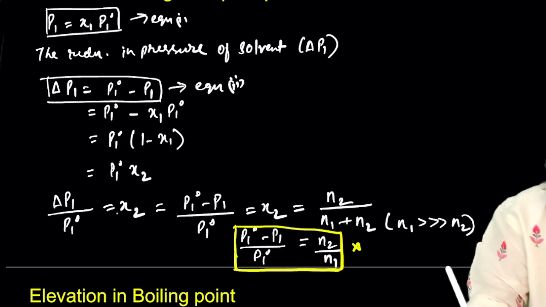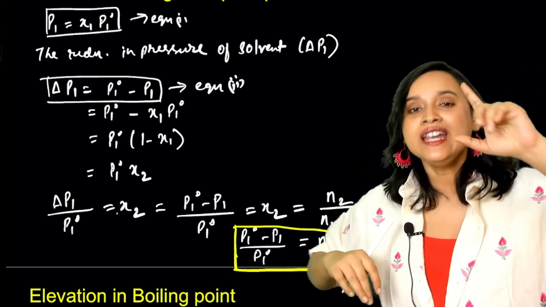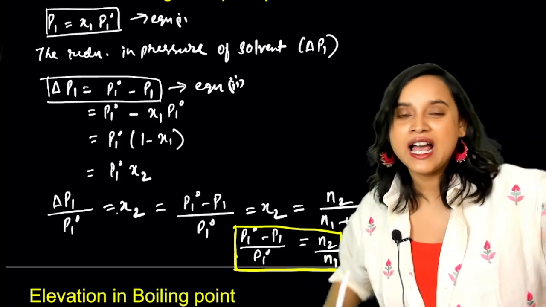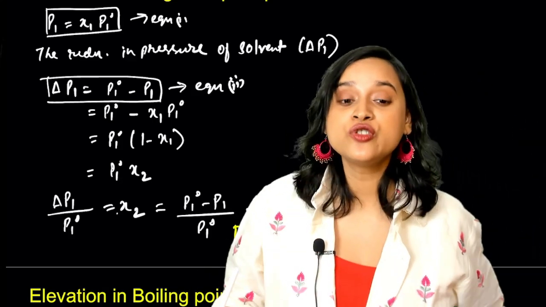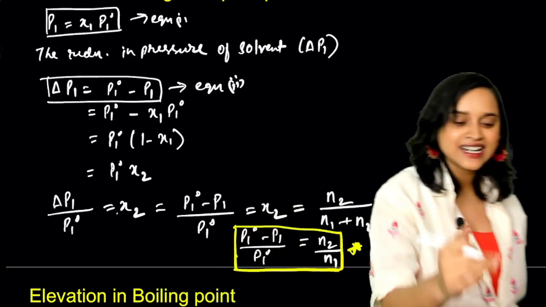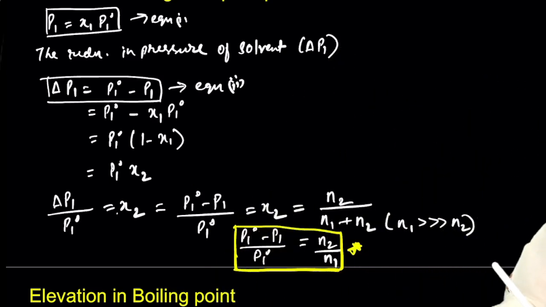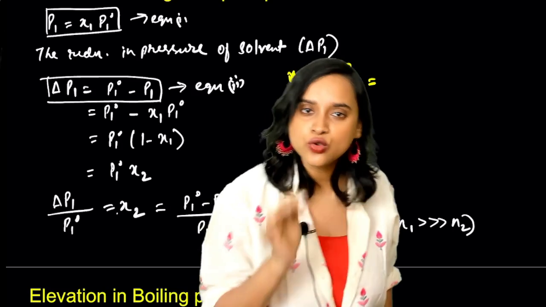Yes. And I'm putting a star here because now I'm going to change this formula. We're going to use molar mass and relative lowering in vapor pressure. So take a look at it, putting a star mark here. After this, I can also write it as P1 naught minus P1 divided by P1 naught is equal to, now what is N2? What is N2? Do you understand?